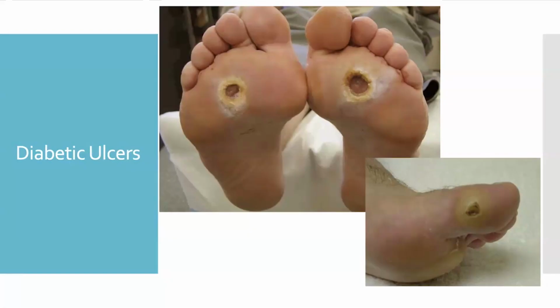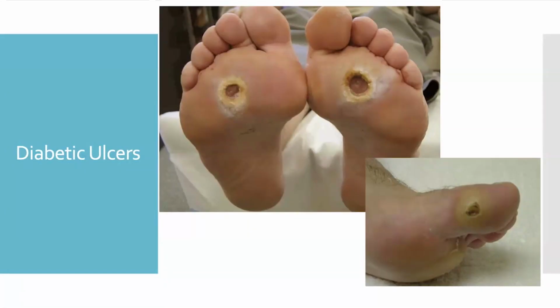Diabetes causes peripheral vascular disease. These ulcers may also develop depending on the amount of time that you have been diagnosed with diabetes and whether or not the diabetes has been well controlled. And another risk factor for a diabetic ulcer developing is a prior ulcer or amputation.